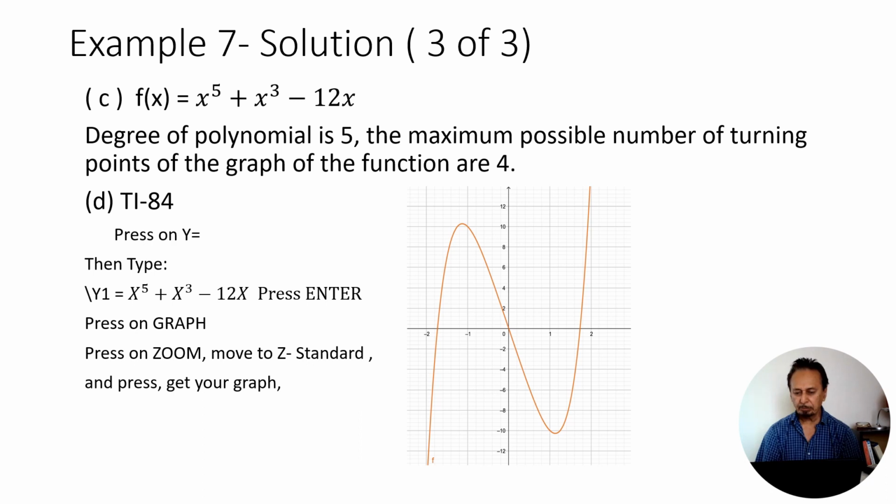So we have a polynomial f of x equals x to the 5th power plus x cubed minus 12x. The degree is 5, so the maximum possible number of turning points of the graph of this is 4. Now to graph this polynomial on the TI-84, we press Y equals and type this expression, then press enter, press graph, then press zoom and move the cursor to ZStandard and press that, and you will get this graph.